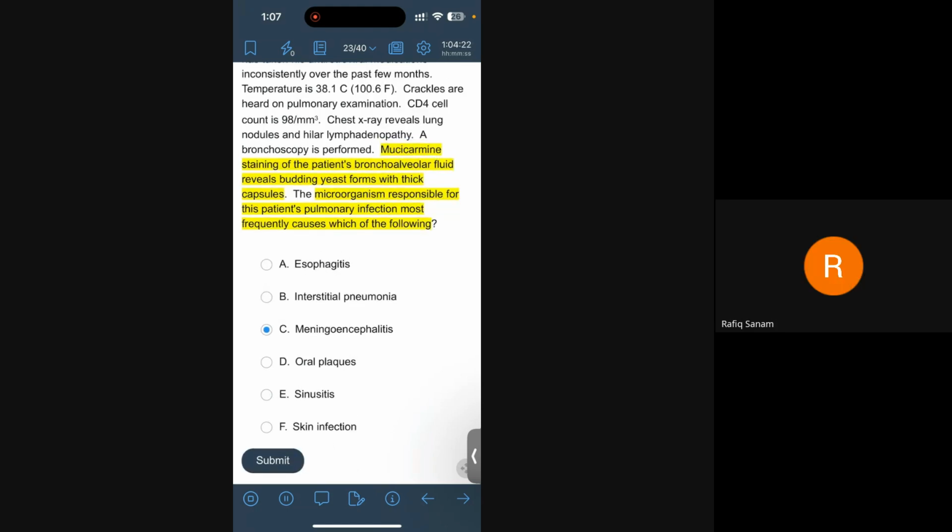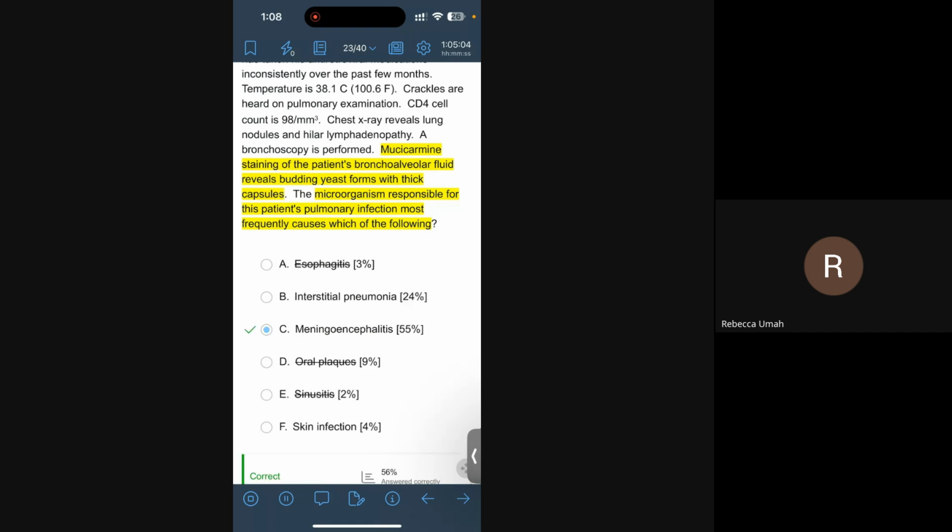Oral plaques are caused by what? Candida. Oral Candida, Candida esophagitis, thrush. Candida shows hyphae. There's one more white lesion: herpes, CMV or HSV. Yes, CMV. Sinusitis is caused by strep pneumonia also, and by Mucormycosis and Aspergillus fumigatus.